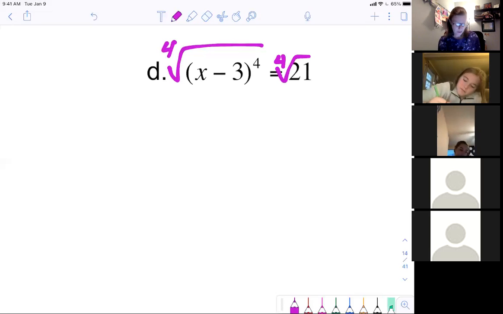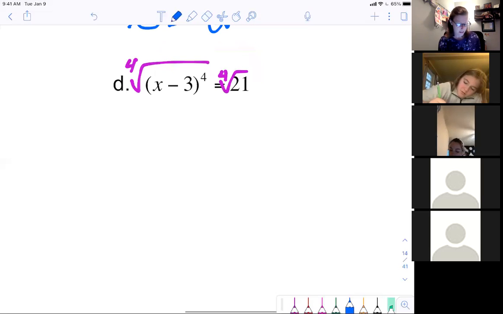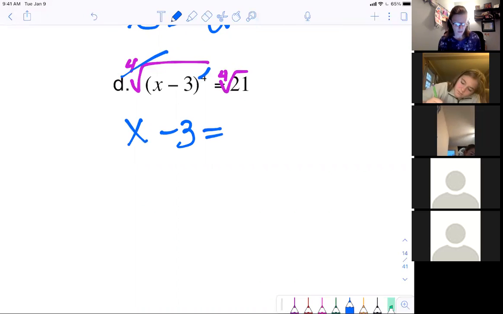By taking the 4th root, our powers cancel and the radical cancels. So that's what an nth root does. Whatever the power is, if we take the nth root of that, it's matching power, then they cancel out. And we are left with x minus 3 is the 4th root of 21. And then Brooke, to solve this, you would just add 3, and it'd be 3 plus or minus the fourth root of 21.